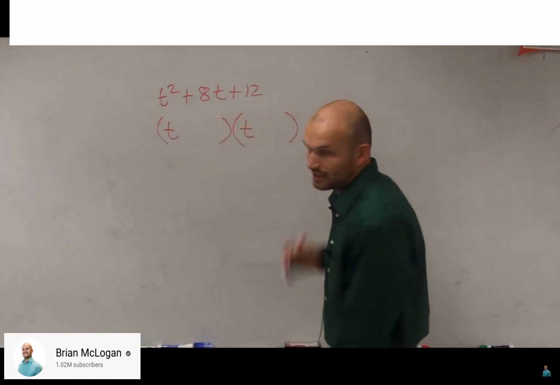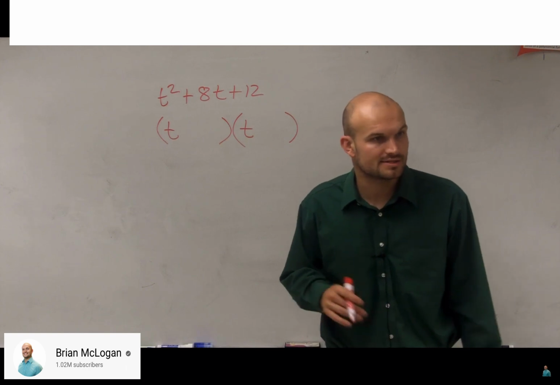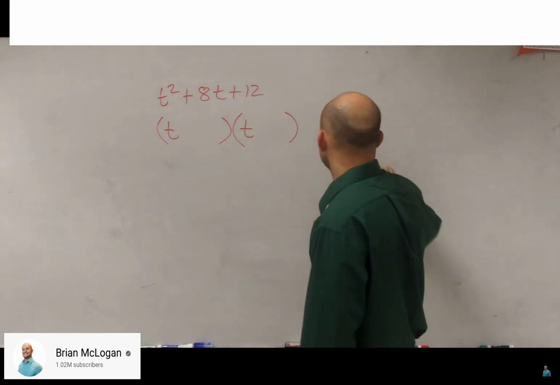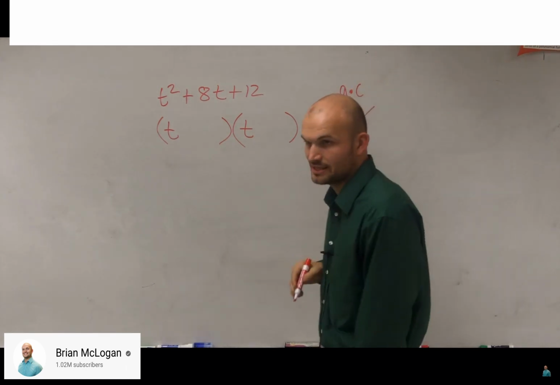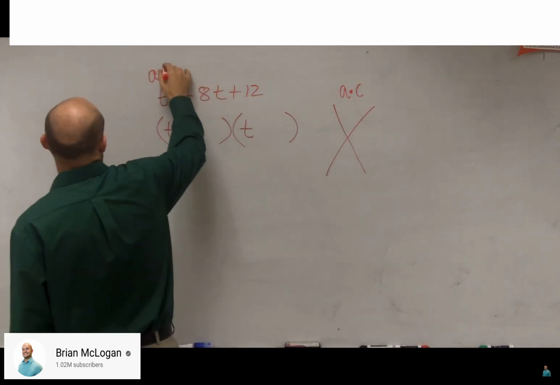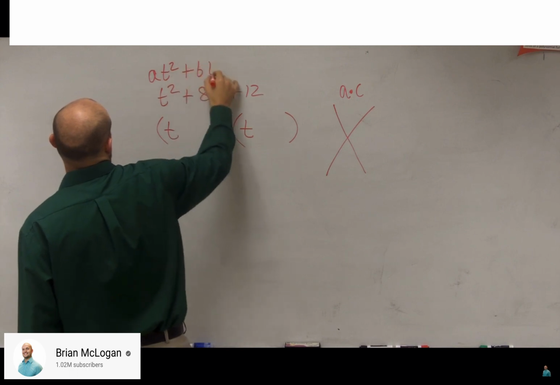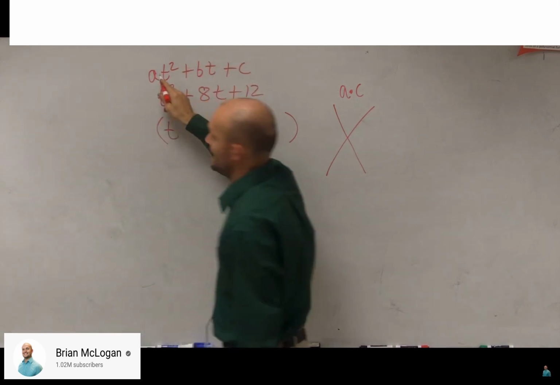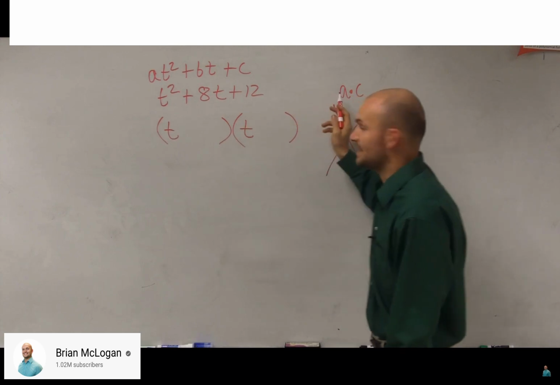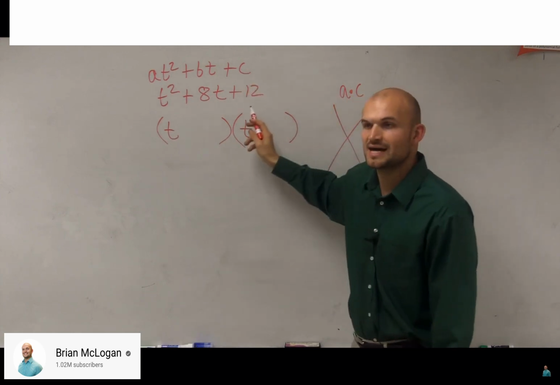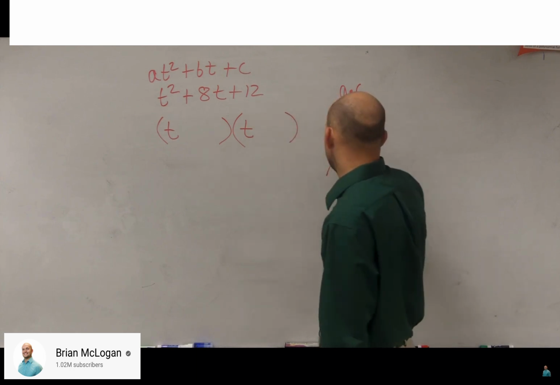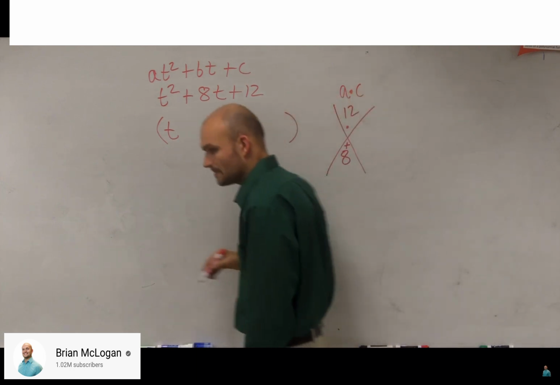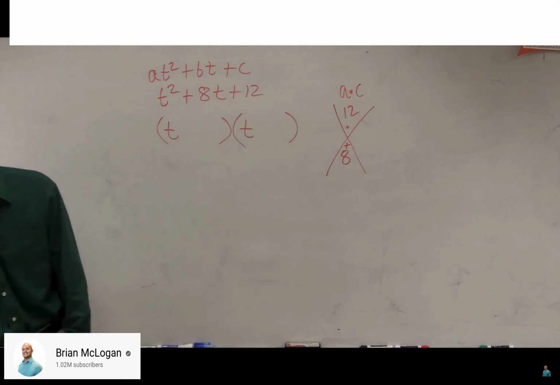Okay? Right, so a lot of times what I like to do, all right, this is the way I like to do it. I like to set up a nice little x, okay? Up top, I write a times c, where a is your coefficient of t squared, which in this case is 1, and then c is my constant. So a times c is 12, and then b is 8. Okay? If you guys want to write that down, it's a very, very helpful hint to do.